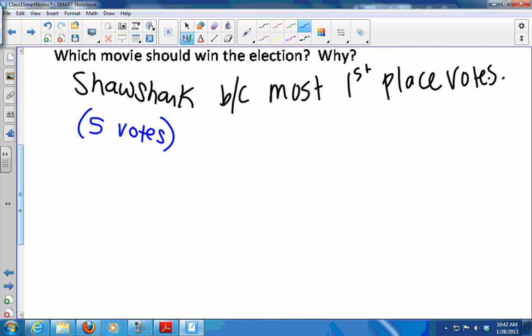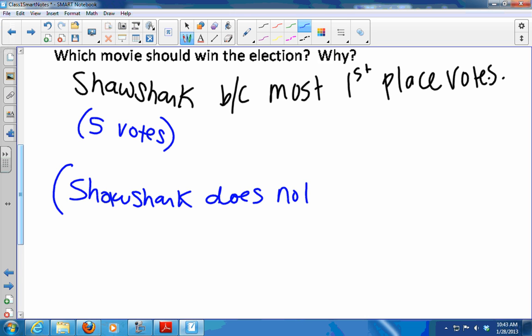Okay, so I'm just going to put a little note here. Shawshank does not have a majority. They won because they have the most, but they do not have more than half. How many would one of the movies need to have a majority? How many votes? 7. Yep, 7 would be more than half.